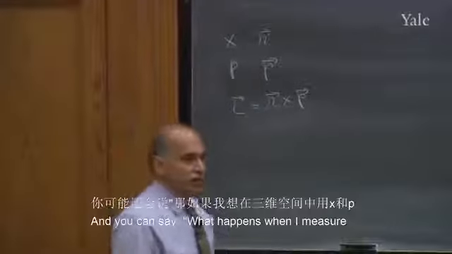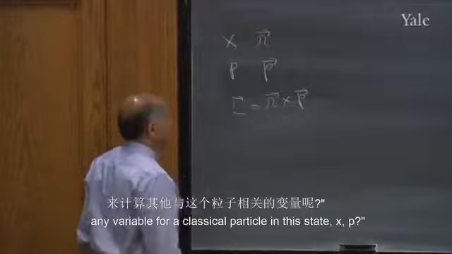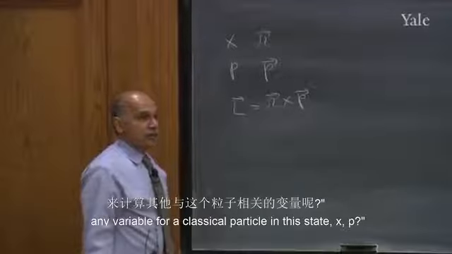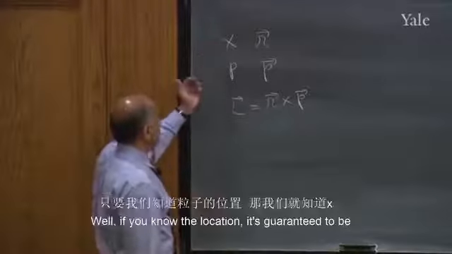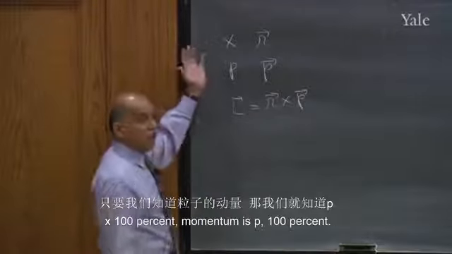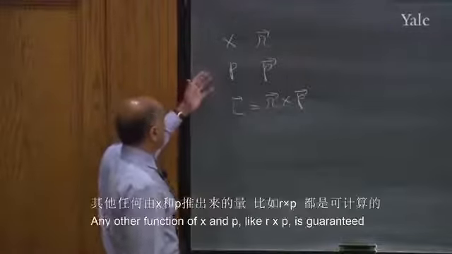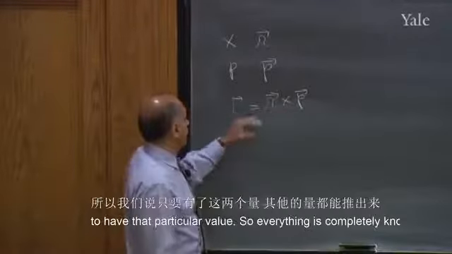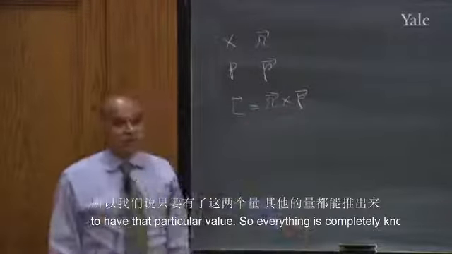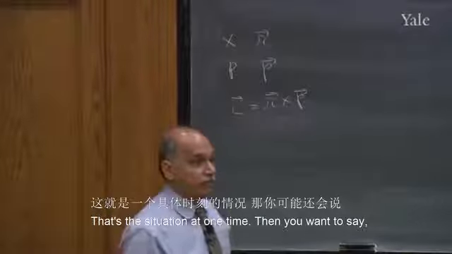That's it. And what happens, you can say, what happens when I measure any variable for a classical particle in this state, x, p? Well, if you know the location, it's guaranteed to be x 100%. Momentum is p with 100%. Any other function of x and p, like r cross p, is guaranteed to have that particular value. So everything is completely known. That's the situation at one time.